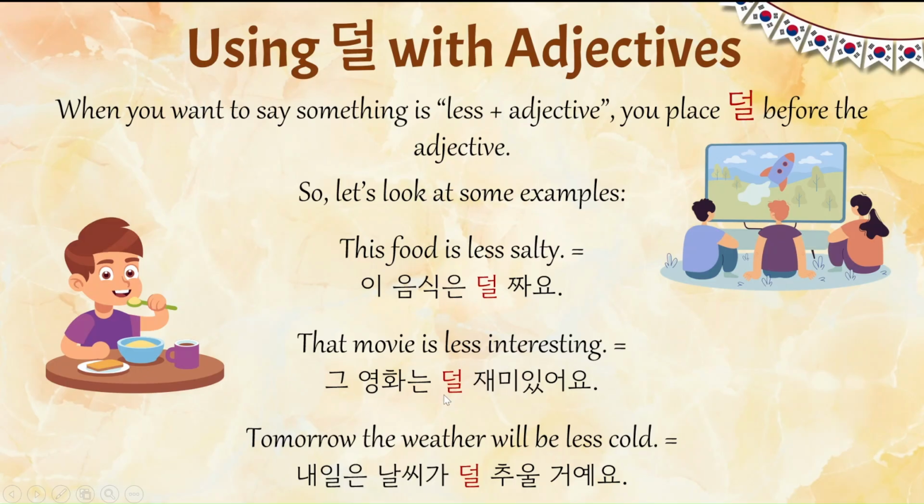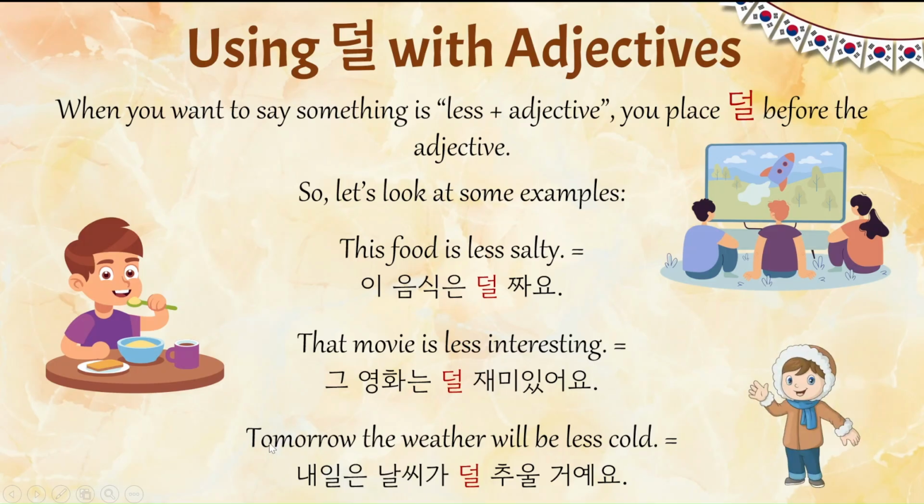Next, that movie is less interesting. 그 영화는 덜 재미있어요. That, 그, movie, 영화, to be interesting, 재미있다, present tense, 재미있어요. Less interesting, 덜 재미있어요. Okay? You have to learn the same format for using 더 and 덜. Just the meaning that differs. 더 is used when you have to say more, and 덜 is used when you have to say less. Okay, so the difference lies in the meaning. The format for using both of them is the same in Korean sentences.